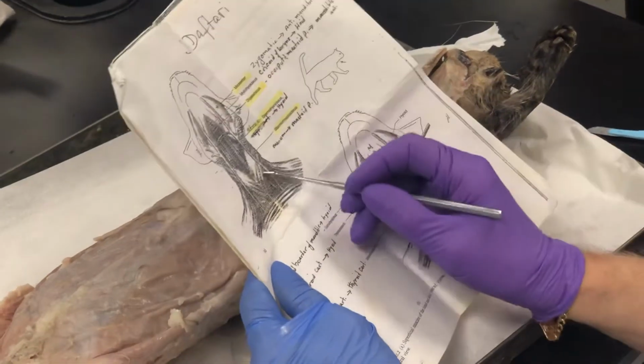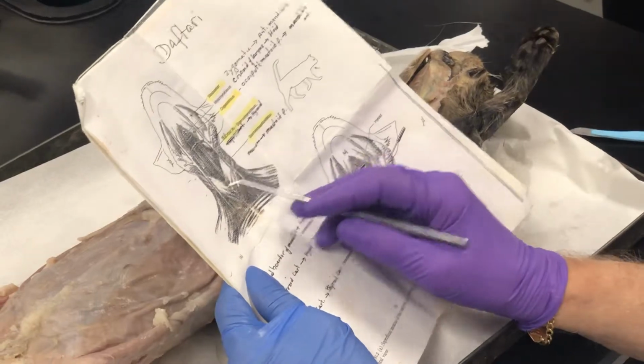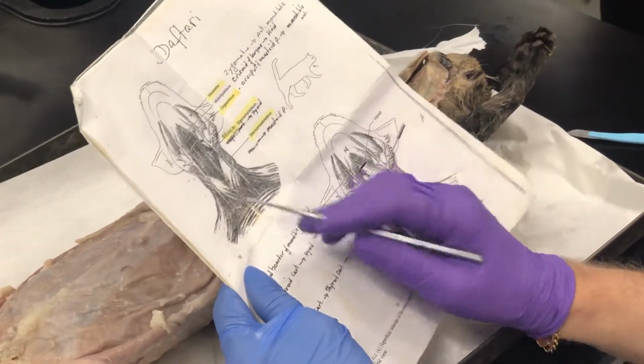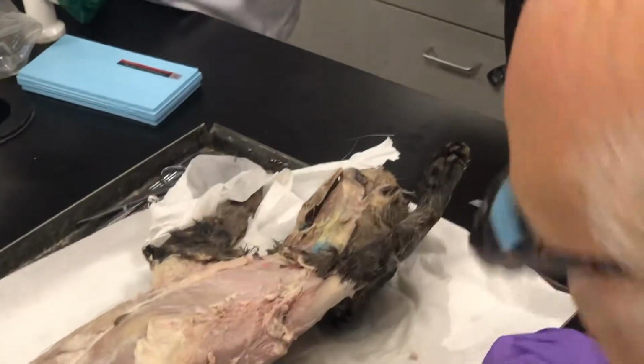Okay, this is a sternomastoid, which turns the muscle to the right and the left. Can I have that one over there?